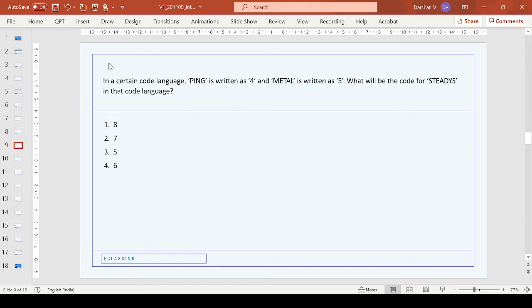Now let's look at the next one. In a certain coded language, again a coded one, ping is written as 4, so we can see 4 letters are there in ping. Metal is written as 5, so there are 5 letters in metal. So what will be the code for steadies? So we just find out how many letters are there in steadies. This is STADYS, so that's 7 letters. So this is something that is known as a setter, which is very simple to crack. And these are the questions which should not be missed out during examination, and this takes barely 10 seconds to solve. Okay, let's move on to the next one.